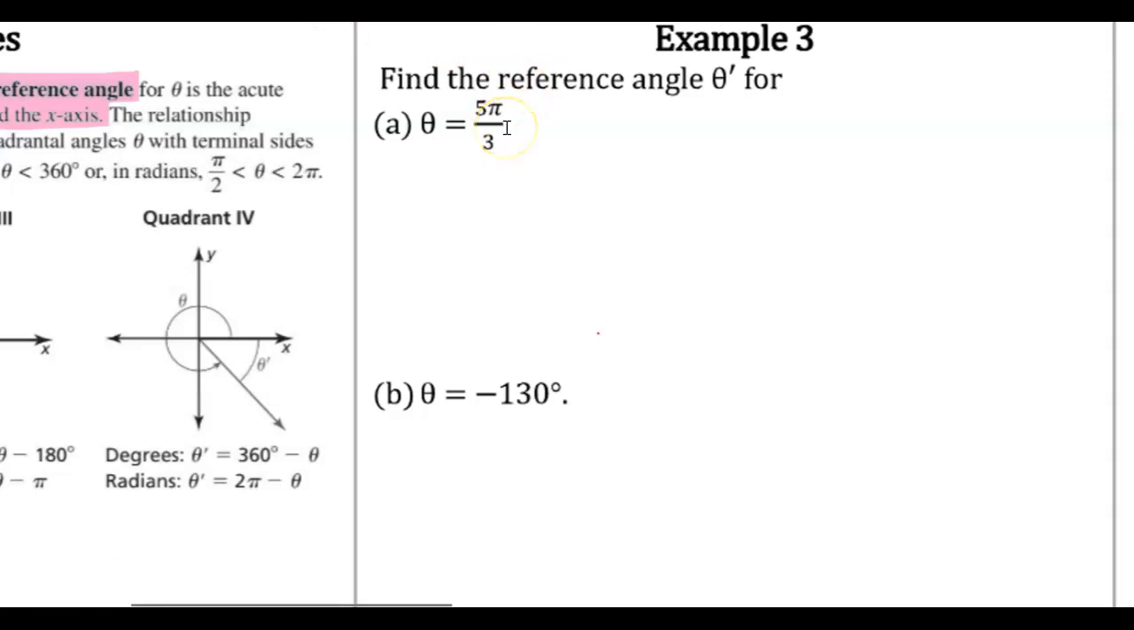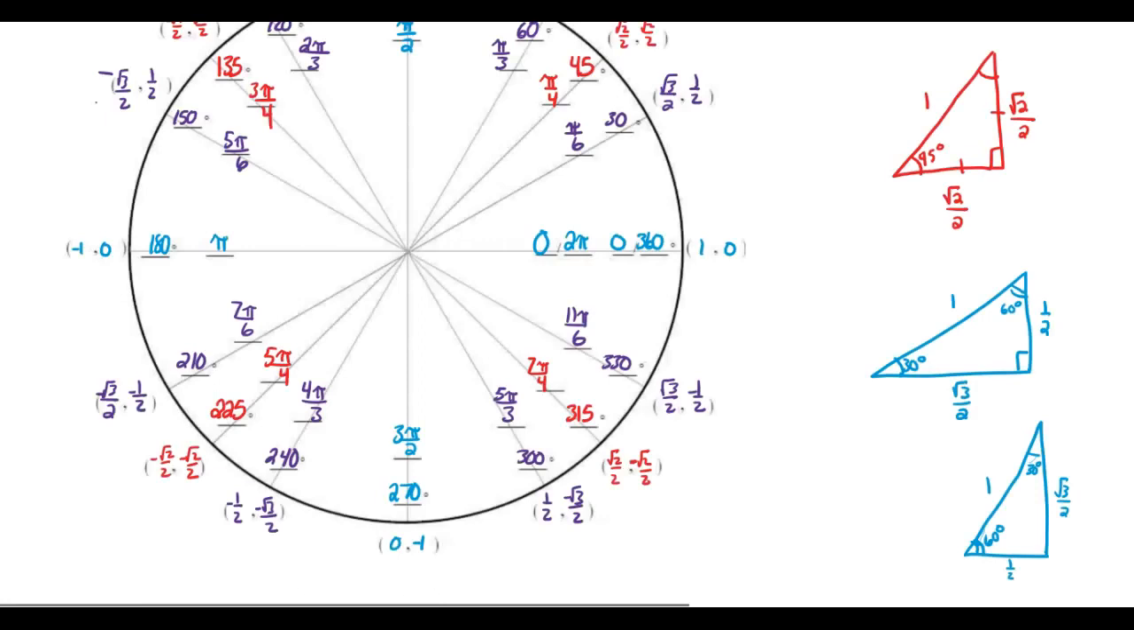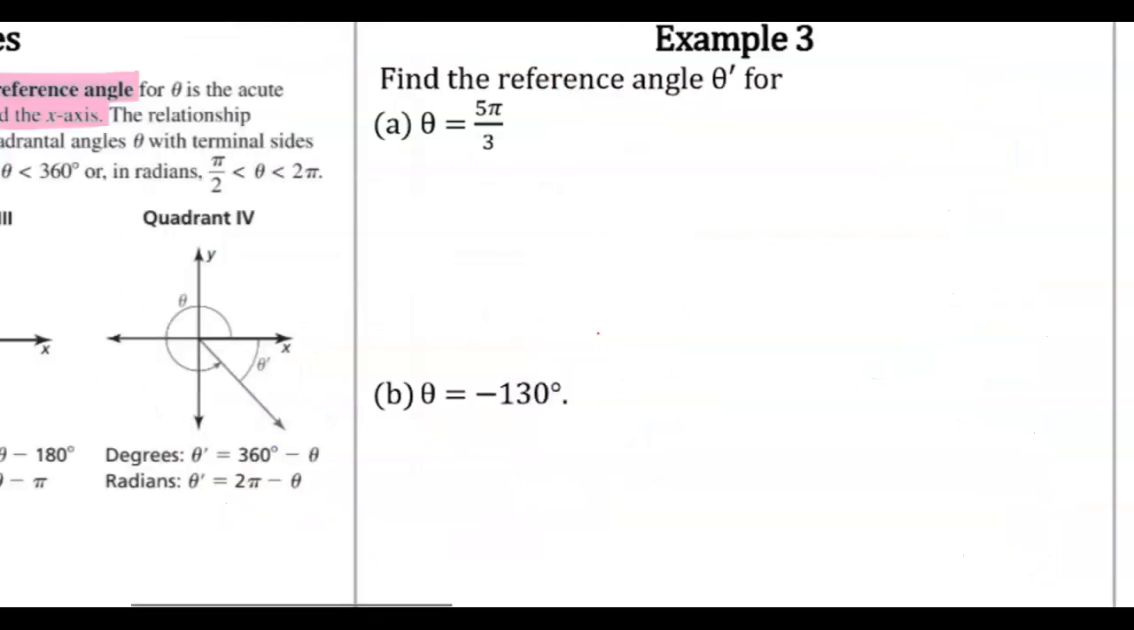It says, find the reference angle for 5 pi over 3. Well, just look at a unit circle. Notice that 5 pi over 3 is right here on the unit circle, so it occurs in quadrant 4. Let's make a rough sketch. It doesn't have to be terribly nice, but just show what's occurring here.